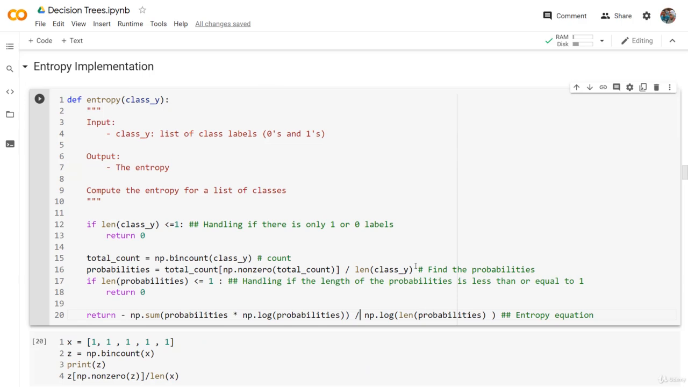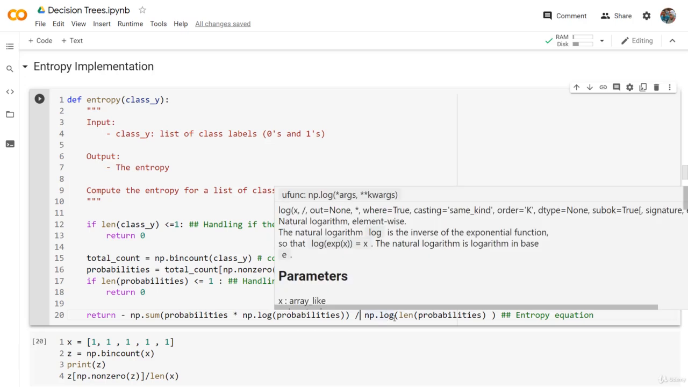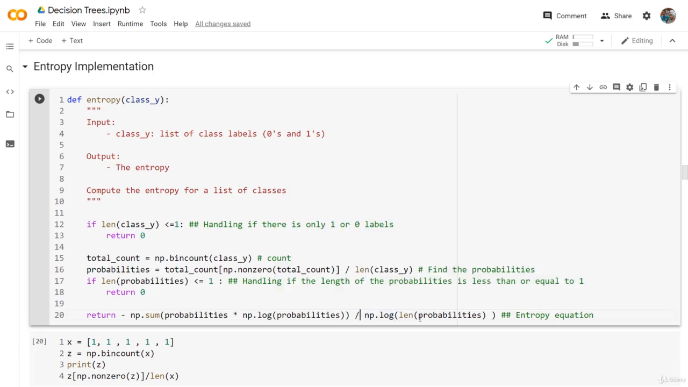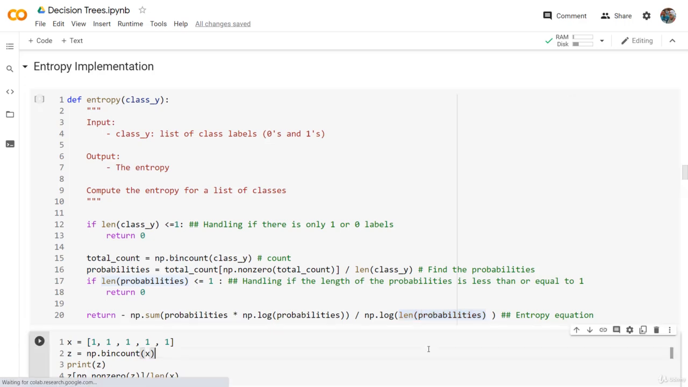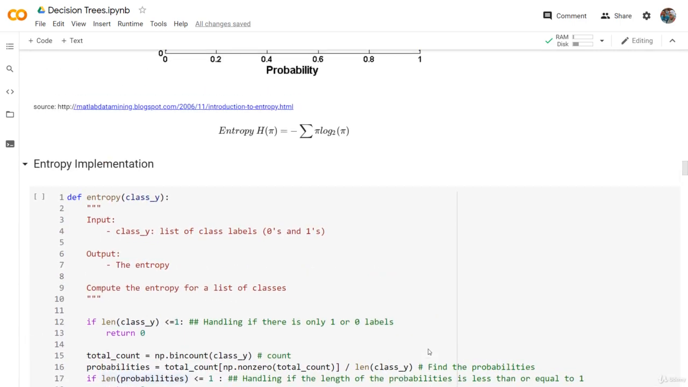Okay, and in order to normalize the entropy, we are going to divide by nb.log of the length of all the probabilities. So basically 2, right? So here we have 2, and nb.log2 of 2 will return 1. So this is in case we want to extend this code to work with non-binary scenarios. Okay, so this is the equation for the entropy and how we can implement it.